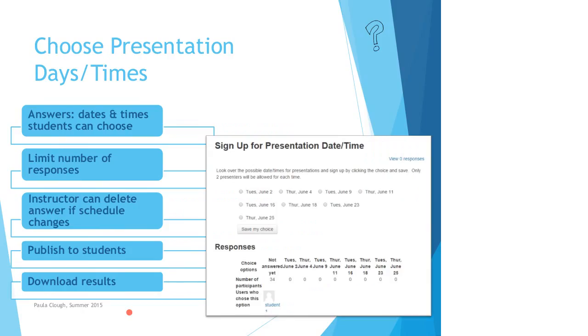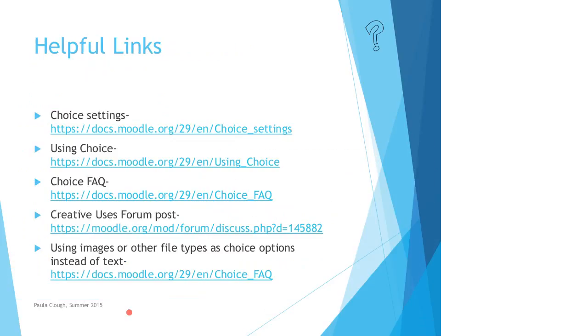Okay, there's our helpful links page. There's the basics of the documentation on choice for 2.9. And if you have an earlier version, just change that 9 to whatever it is in yours, and that'll take you to the correct page. And there's that creative use forum that we did. And also here's the link about how to use a URL and a little bit of HTML to get things into your options if you want to.